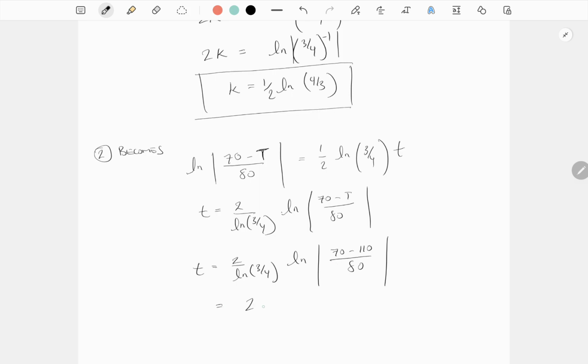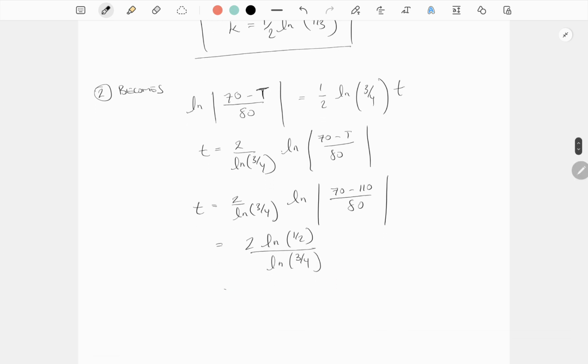So this becomes 2 over ln of 3 over 4, times ln of 1/2. If you plug that into your calculator, you get about 4.82, and we're looking at minutes. So you have to wait about 4.82 minutes from when the coffee was poured in your cup for it to reach 110 Fahrenheit.